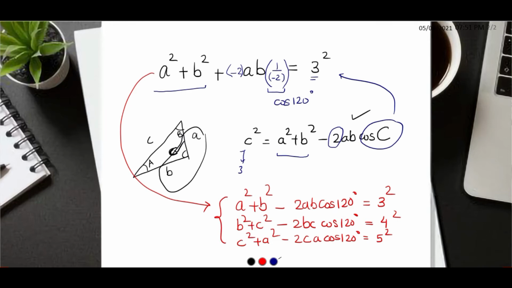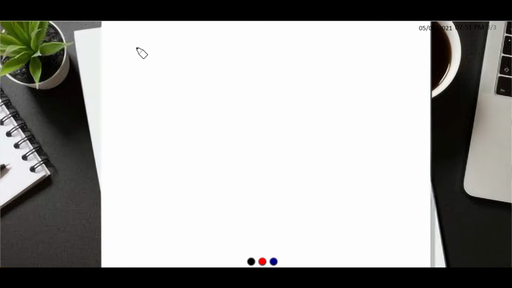Let me show you. According to the first equation, we need to make a triangle with sides a, b and 3. So how can we make it? Suppose this is 3, and we need angle 120 degrees between sides a and b. So this is 120 degrees, and consider this as a and this as b.